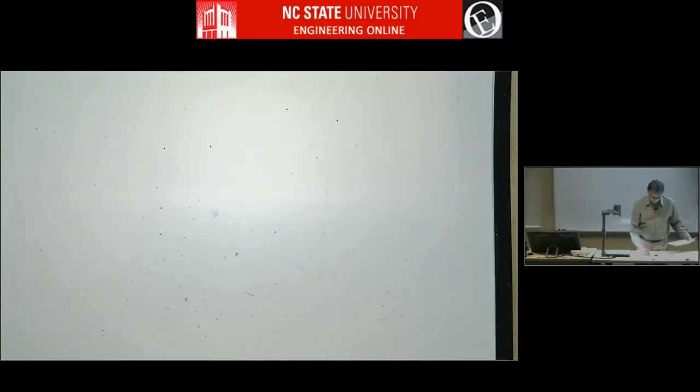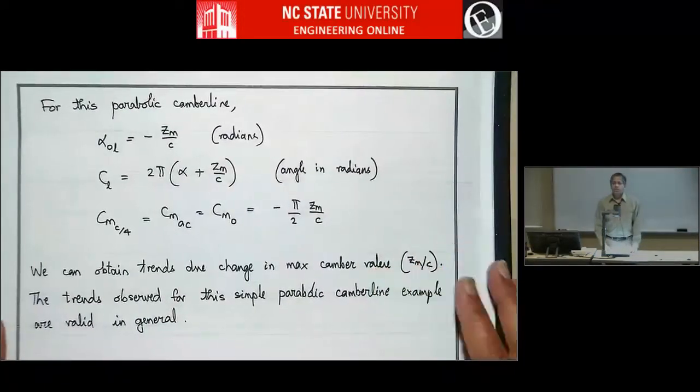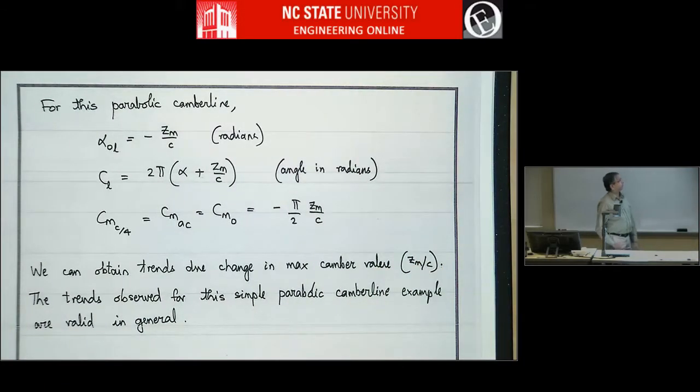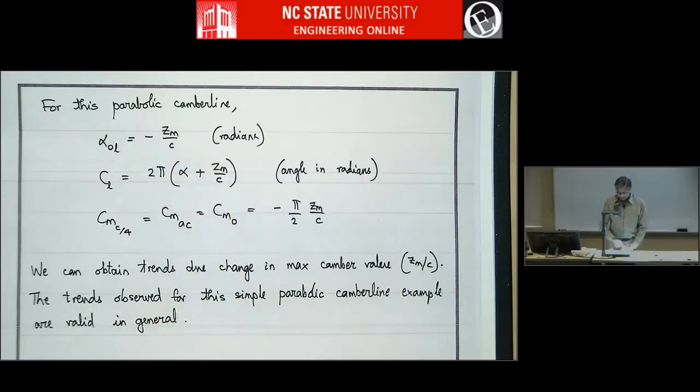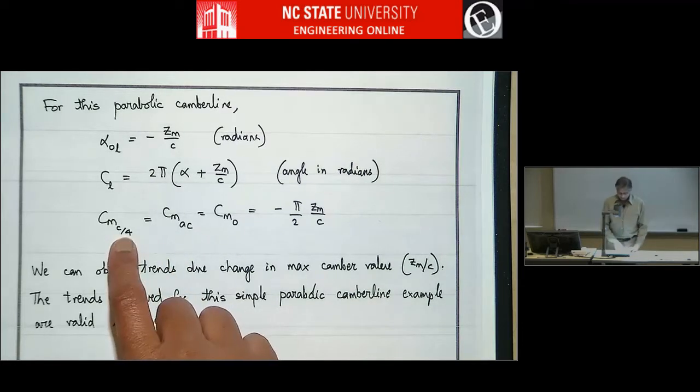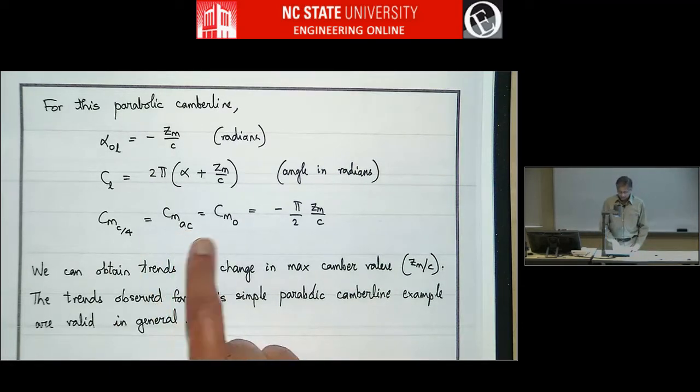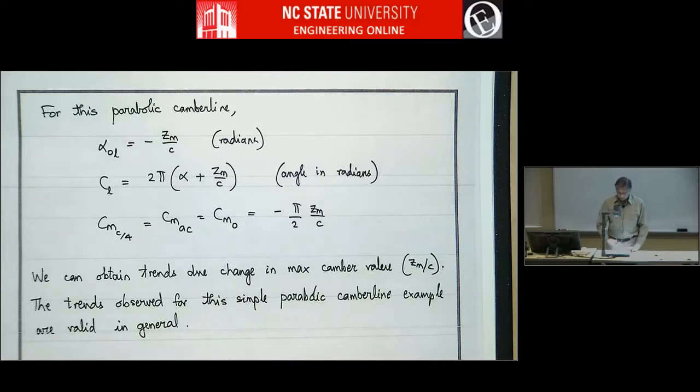So that's it. That's the power of thin airfoil theory. We have solved the results for a parabolic camber line. So what we get here is alpha 0 lift in radians is minus Zm over c. So CL, the lift coefficient, is 2 pi times alpha minus alpha 0 lift, so that turns out to be this. Pitching moment about the quarter chord, which is also the aerodynamic center, which is also Cm0, is minus half pi times Zm over c.